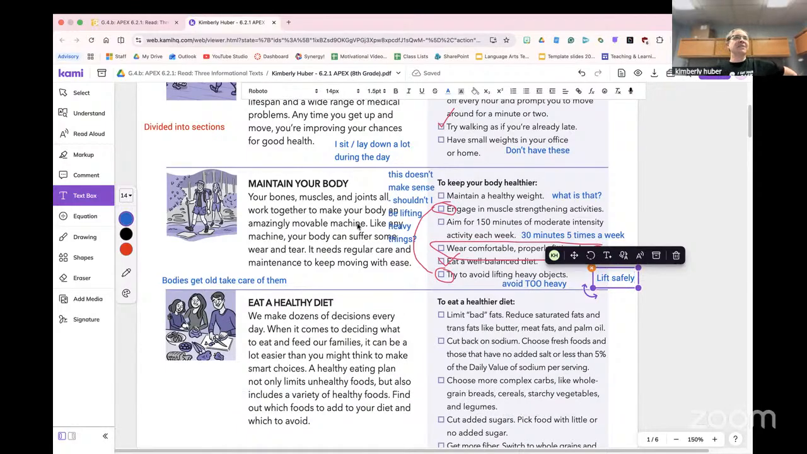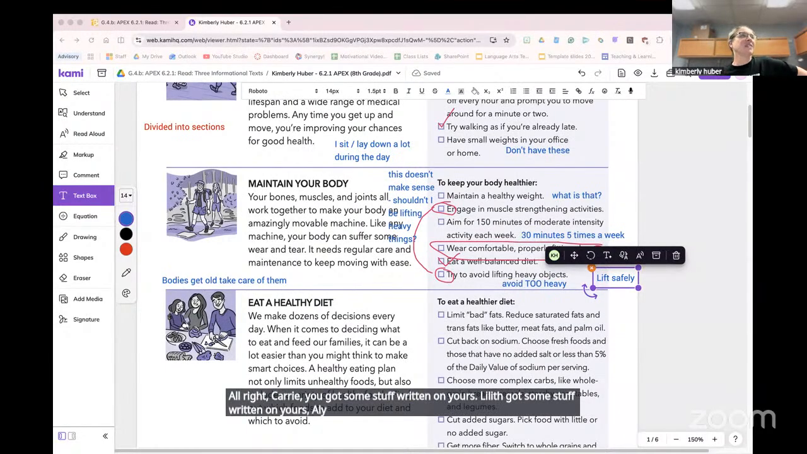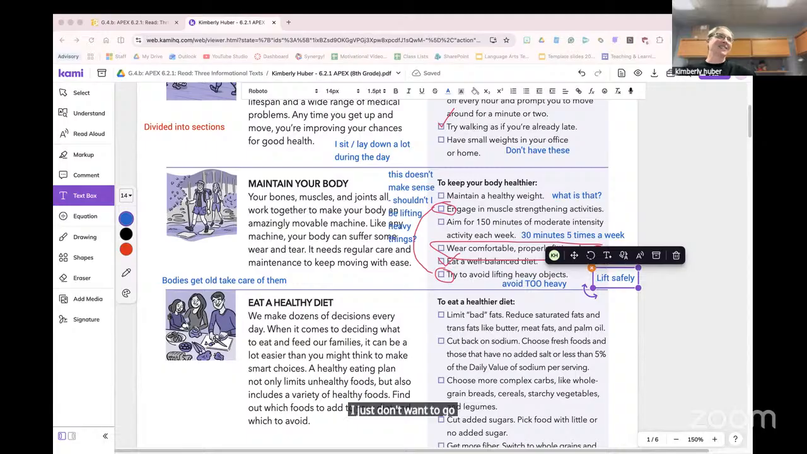All right, Carrie, you got some stuff written on yours. Lilith got some stuff written on yours. Alia got some stuff written on yours. I see. Josiah, Berkeley. I just don't want to go too fast. So that's all.